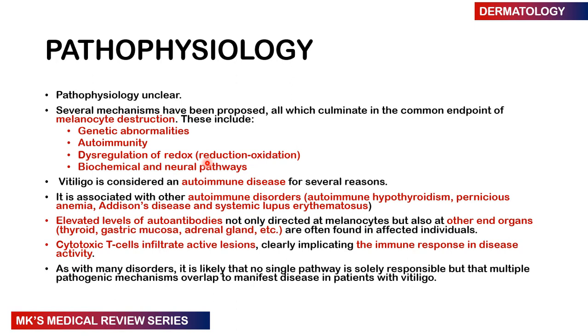But whatever the case is, vitiligo is also considered an autoimmune condition for several reasons. One is because it is associated with many other autoimmune disorders such as autoimmune hypothyroidism, pernicious anemia, Addison's disease, as well as systemic lupus erythematosus. Also you get elevated levels of autoantibodies that are not just directed to the melanocytes, but also against other organs such as the thyroid, the gastric mucosa, and the adrenal glands, and often we see these antibodies in patients that have vitiligo. Then you also have cytotoxic T cells that infiltrate the active lesions, clearly implicating an immune response in the disease process. Just like with many other disorders, there is no single pathway solely responsible for causing vitiligo, but multiple pathogenic mechanisms have been implicated in the onset of the disease.